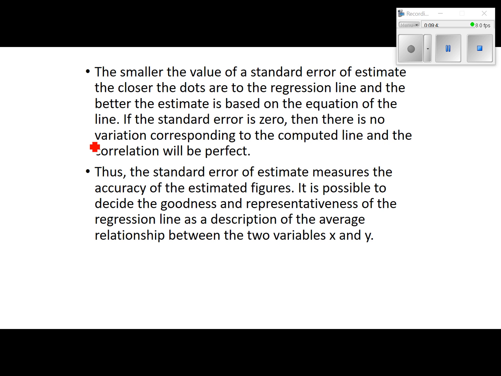Just some things, again, explaining the standard error. The smaller the value of the standard error of estimate, the closer the dots are to the regression line. If we get a standard error of 0, then that means we're perfect, and every prediction we make is going to be right on. And what we're doing when we're doing this is we're deciding the goodness and the representativeness, not good words really, of the regression line, but we're trying to see how good our regression line actually is at predicting information, and how representative it actually is of the entire population.